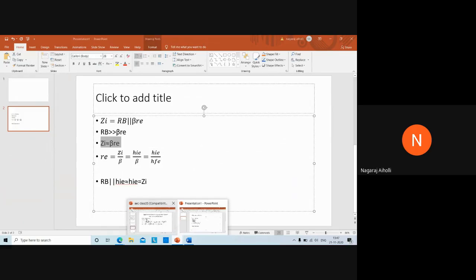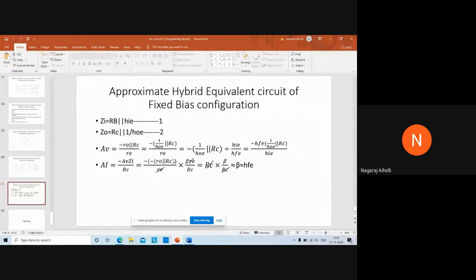Therefore, what will be the equation now? That is minus R0 parallel RC by RE, that is AV. This into ZI, which is beta RE, divided by RC. This RC is whatever is there in the main equation. RE and RE will cancel. Minus of minus will be plus R0 parallel RC. Now take the parallel combination of output resistance and RC.